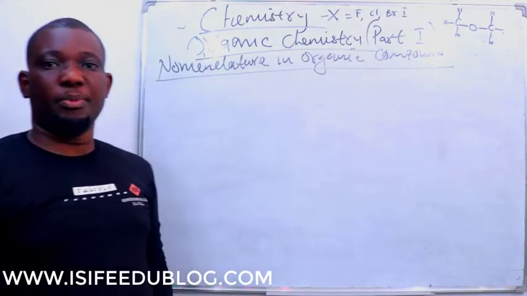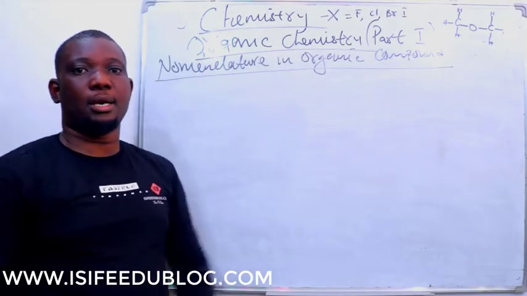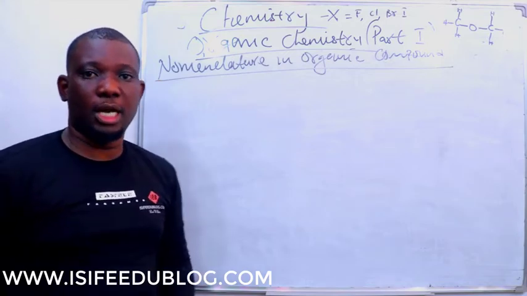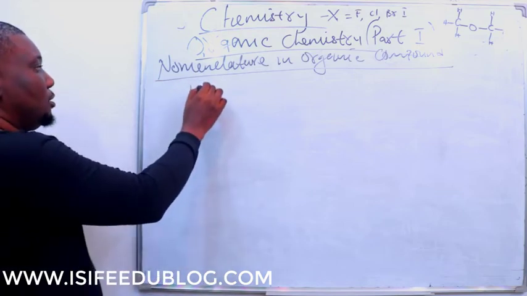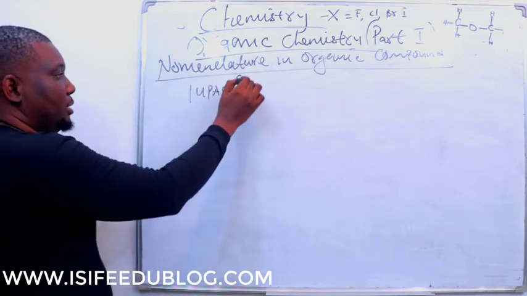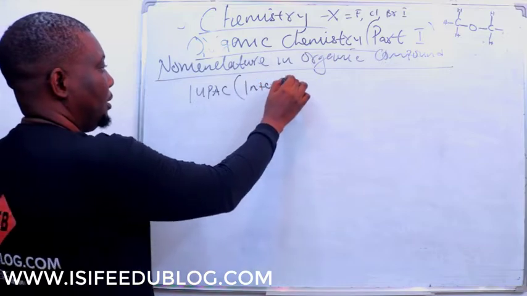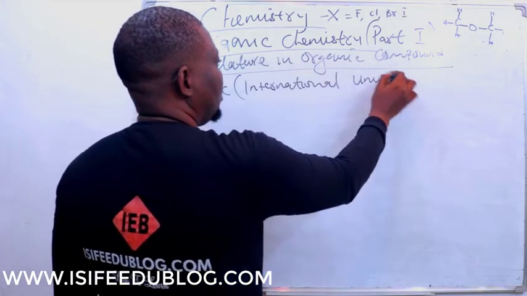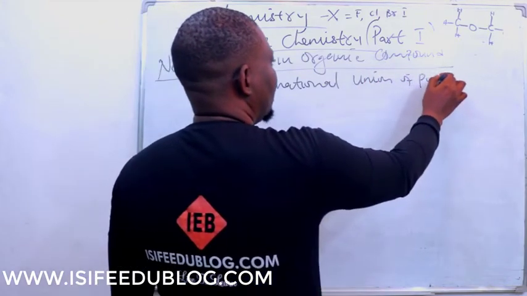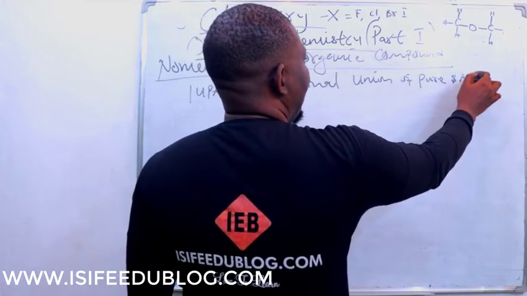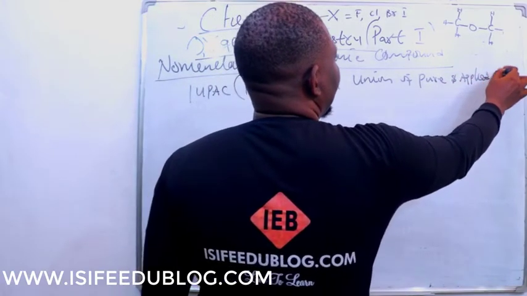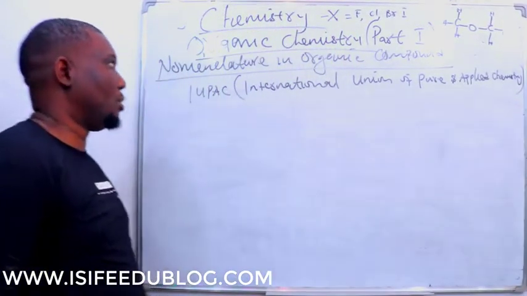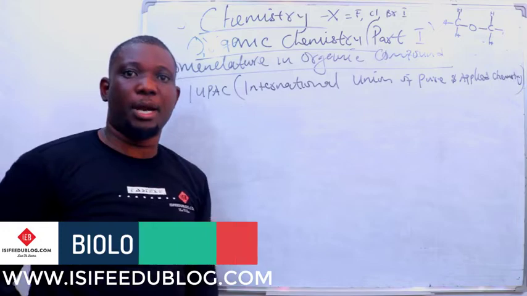The term nomenclature simply means naming. And the naming in organic compounds is based on IUPAC rules. IUPAC means International Union of Pure and Applied Chemistry. So naming of organic compounds is based on IUPAC rules or IUPAC convention.